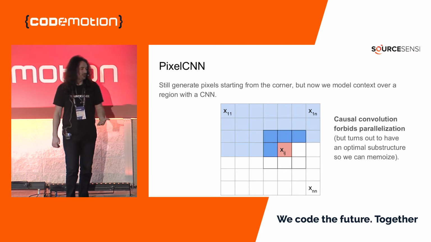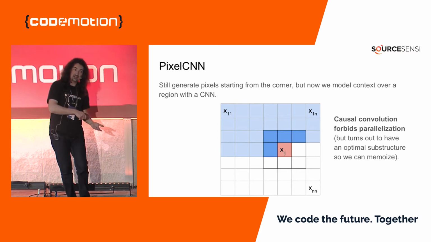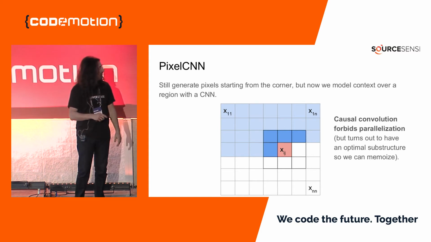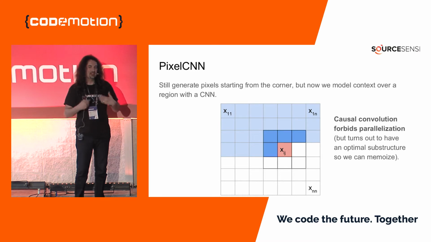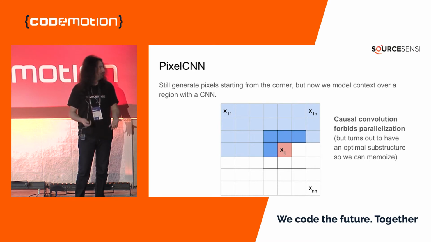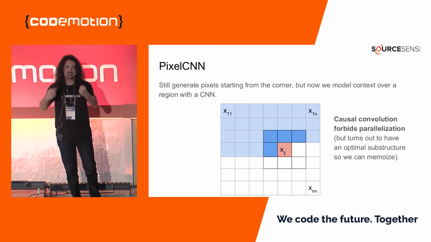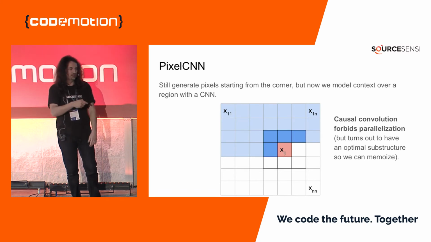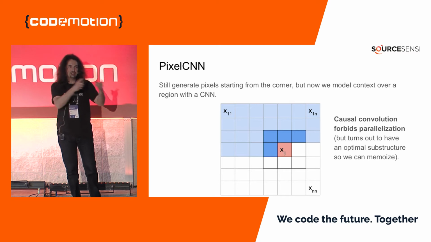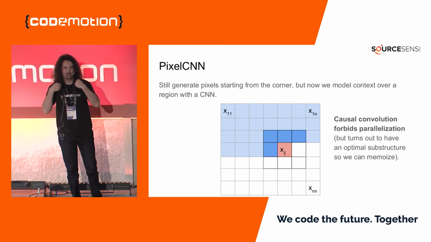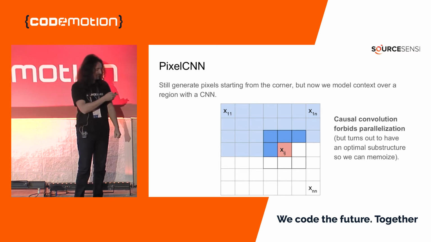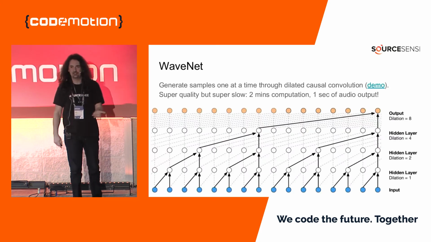But this turns out to be a lot faster than an RNN anyway, because this problem has an optimal substructure, it's a dynamic programming problem, and we can memoize. So we can actually keep track of the previous states and avoid computing everything for each step, and just cache the previous pixels. And this is the case that WaveNet uses actually.